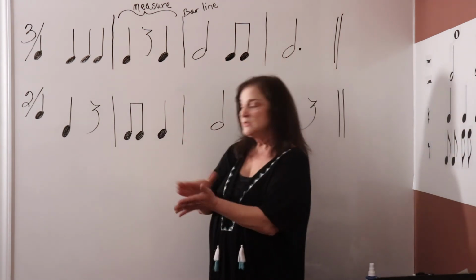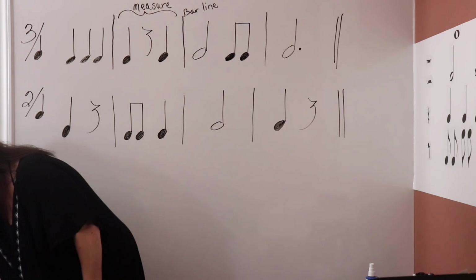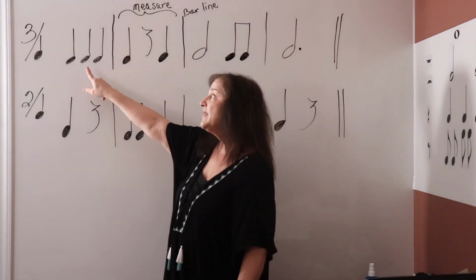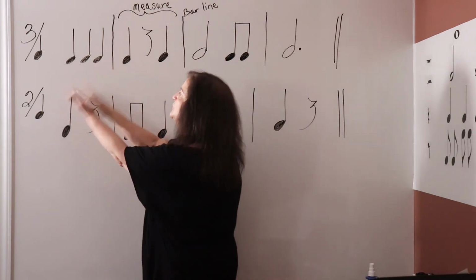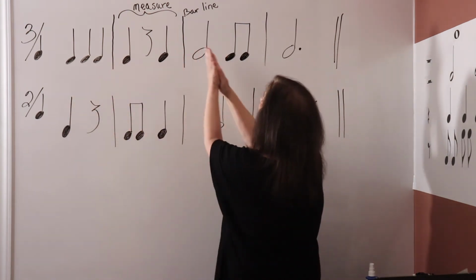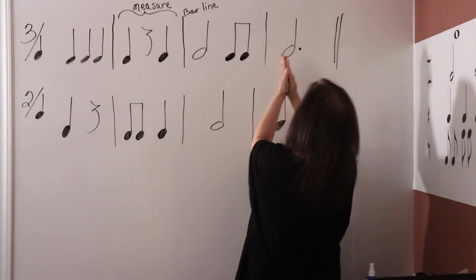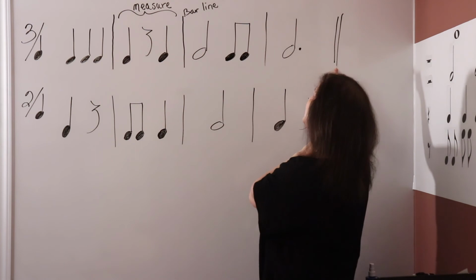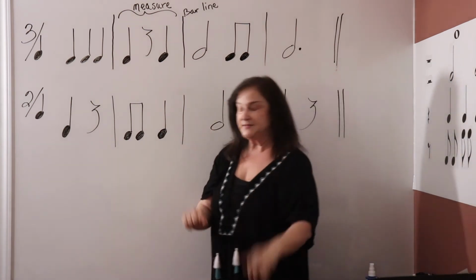Notice the pulse still always stays the same. I'll put my metronome on, and I'll clap this. And I'll count it. 1, 2, 3, 1, 2, 3, 1, hold 2, 3, and 1, 2, 3. And notice I have a double bar at the very end of it, which means that's the end of the piece.